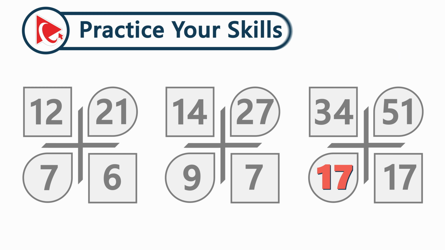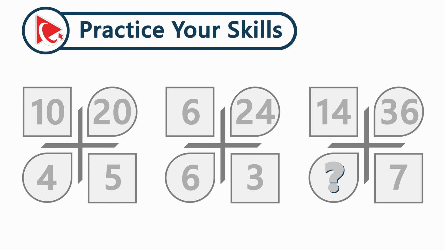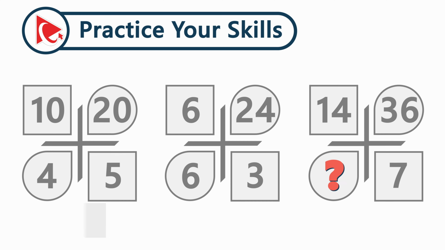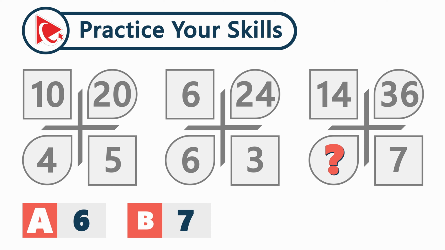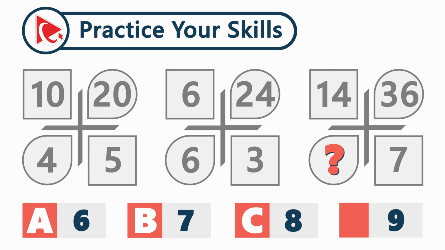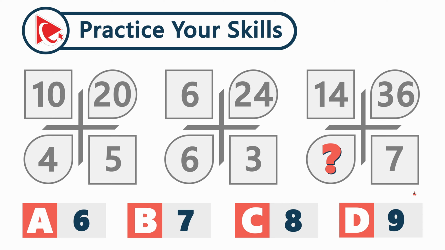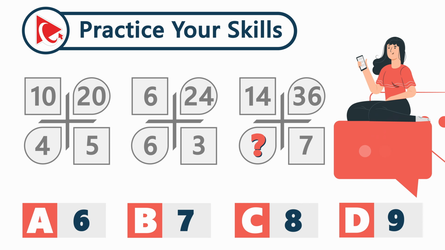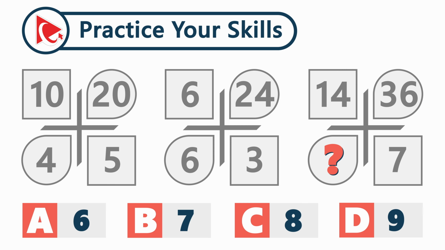Here's the question for you to practice. You're presented with 3 shapes. The first shape has numbers 10, 20, 5, and 4. The second shape has numbers 6, 24, 3, and 6. And then the third shape has numbers 14, 36, 7, and then comes the missing number, which you need to calculate and select out of 4 possible choices. Choice A, 6, choice B, 7, choice C, 8, and choice D, 9. After you've calculated your answer, post it in comments and I'll provide you my feedback. Best of luck with this exciting challenge.